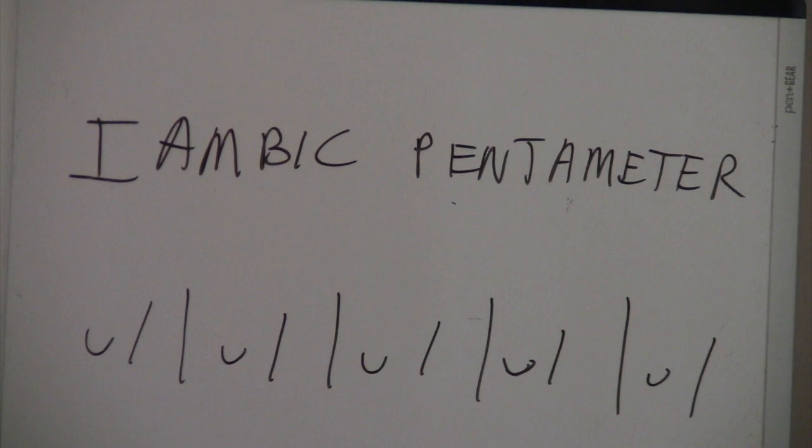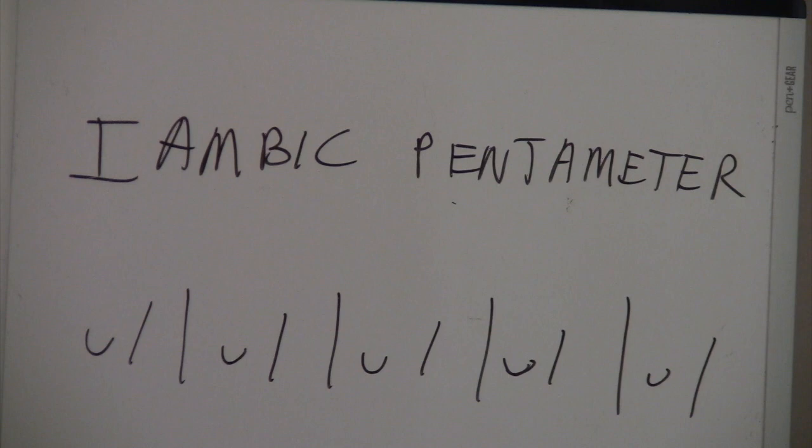Today we're going to talk about iambic pentameter. An iambic pentameter is the rhythm that Shakespeare used for his verse lines. So of course, in some cases he wrote prose, but for all of his verse lines he used iambic pentameter. Now let's break down what this rhythm is.